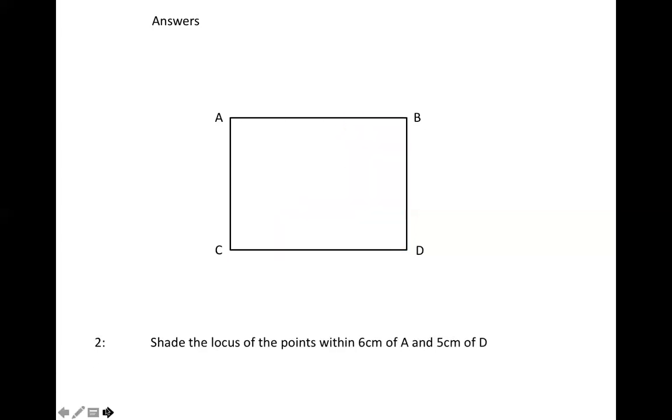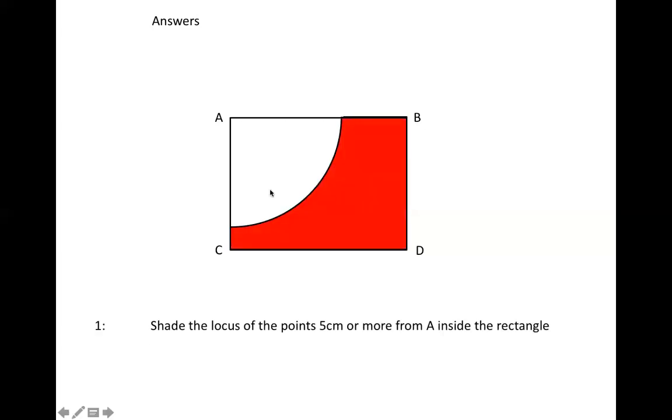Okay, number 2, it says, shade the locus of the points within 6 cm of A and 5 cm of D. Okay, before that, this one is number 1, right? Can you all please write this down? Shade the locus of the points 5 cm or more from A inside the rectangle, so that you know that this is the question for your answer. Okay, quickly write that down.